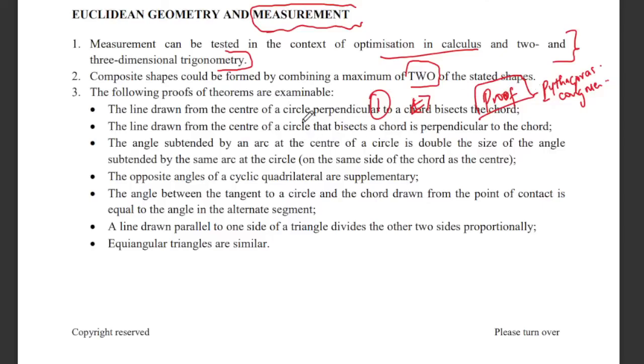Then the second one, a line drawn from the center of the circle that bisects the chord will be perpendicular. This is just related to the first theorem, okay. Then the angle subtended by an arc at the center of the circle is double. Angle at the center is twice angle at the circumference. We also need the proof of this one. It's very much loved, né? That proof, we need it. And then the opposite angles of a cyclic quadrilateral being supplementary, this proof. Okay, and then the last proof is the angle between the tangent and the chord, which we call the tan chord theorem. Just note those 4 proofs, okay? Just for the first part of Euclidean.